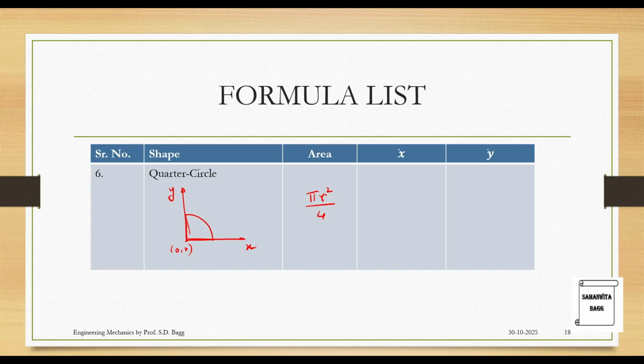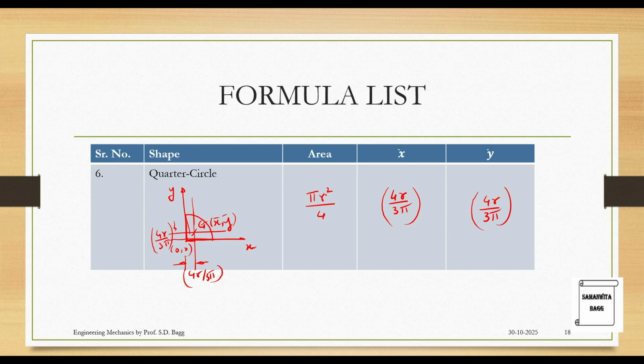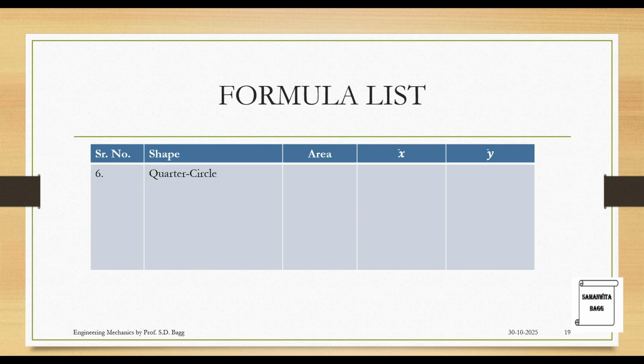So it is 1/4. Then we will talk about x bar and y bar. So for that, this distance over here is what we have to know. This is the place where your G is to be marked. This gap over here is always going to be 4r by 3 pi, and this gap is also going to be 4r by 3 pi. So this distance is what I need, x bar 4r by 3 pi, and for y this gap is 4r by 3 pi.